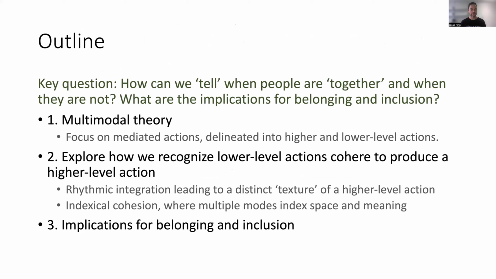I start with multimodal theory, so I'll briefly introduce the kind of approach that I take. And then I'm going to explore how we recognize actions that cohere to produce a higher level action. So how do we see actions coming together? Thirdly, I'm going to talk about implications for belonging and inclusion. And again, the key question I'm exploring is this idea of how do we tell when people are together and when they are not? And what are the implications here for belonging and inclusion?